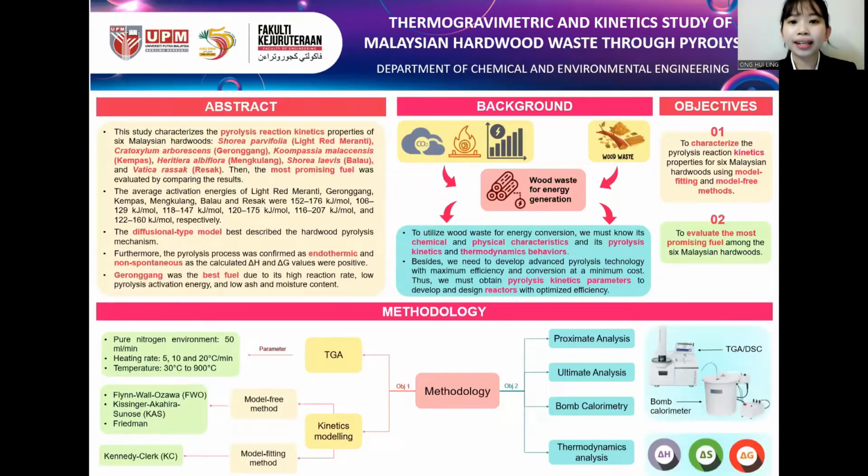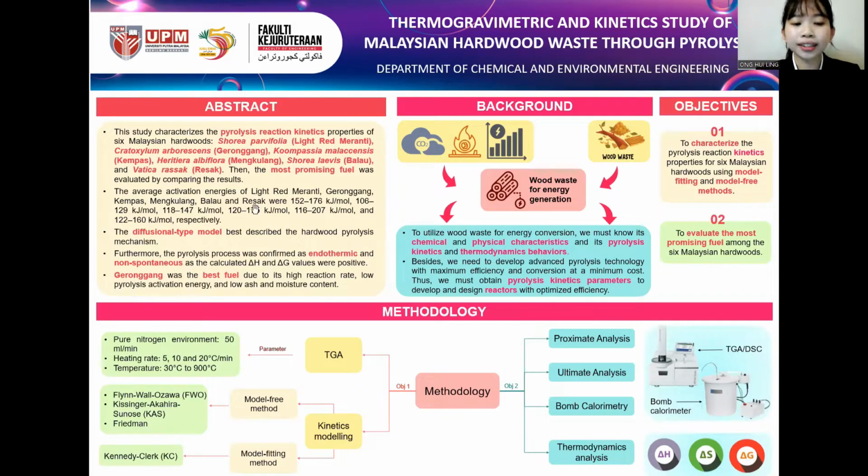Good day. My name is Ong Hui Ling and my project title is Thermogravimetric and Kinetic Study of Malaysian Hardwood Waste through Pyrolysis. First, I will present the abstract. This study characterized the pyrolysis reaction's kinetic properties of 6 Malaysian hardwood: light red melanti, kelongkang, kempas, mengkulang, balau, and resak. Then the most promising field was evaluated by comparing the result.